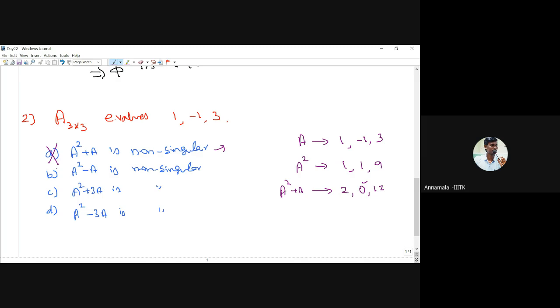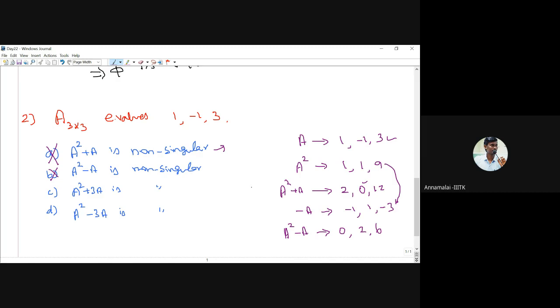Now, find the eigenvalues of A squared minus A. These are the eigenvalues of A. What are the eigenvalues of minus A? Just multiply each by minus: -1, 1, -3. Now, sum these two. What are the eigenvalues of A squared minus A? That's 1 minus 1 is 0, 1 plus 1 is 2, and 9 minus 3 is 6. Again, 0 is one of the eigenvalues, therefore the determinant is 0. Therefore it is a singular matrix, not non-singular. Therefore the second option is false.